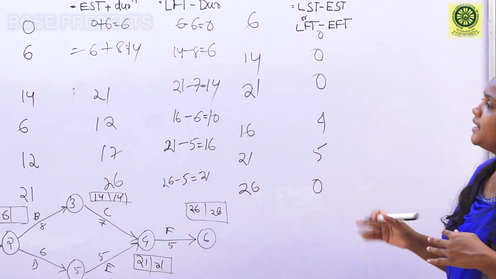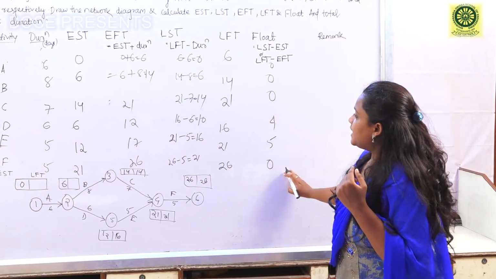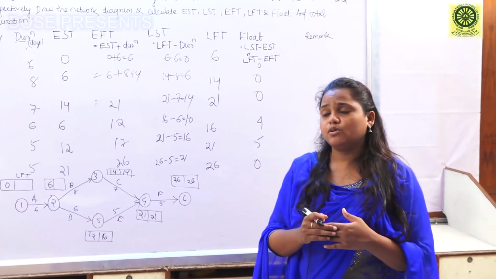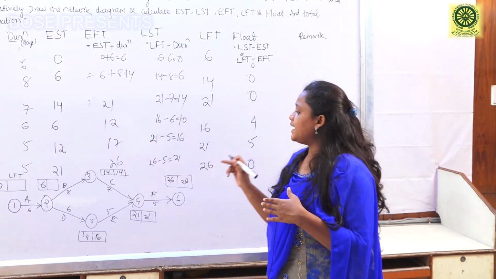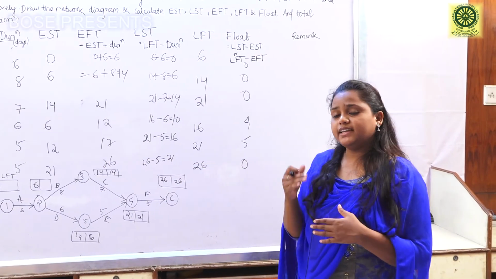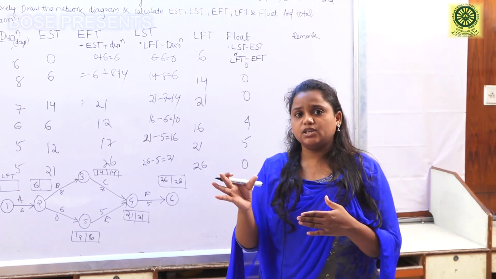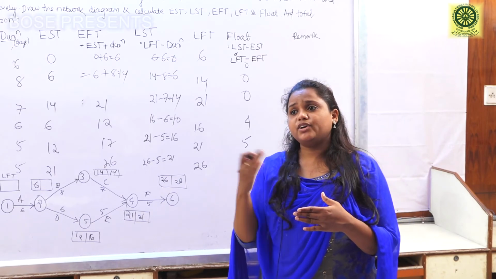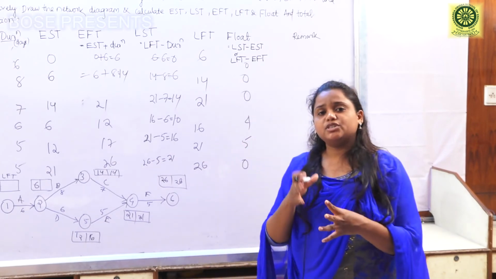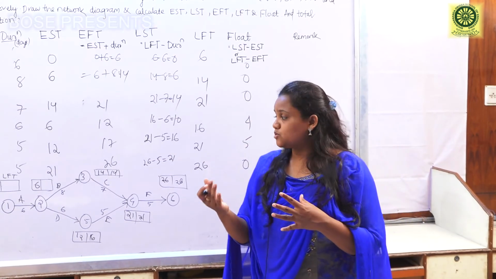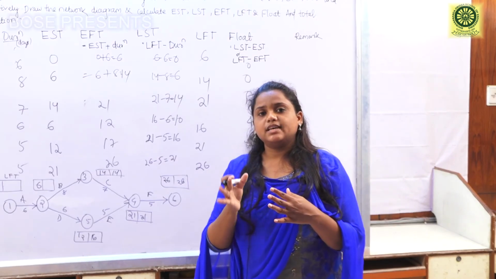What we have to remark is what we see. For activities A, B, C and F, the float is 0. So what does it indicate? It indicates that these activities A, B, C and F are the critical activities. In critical activities, the float is always 0. It means if we delay any of these critical activities, then the whole duration of the project will be delayed.